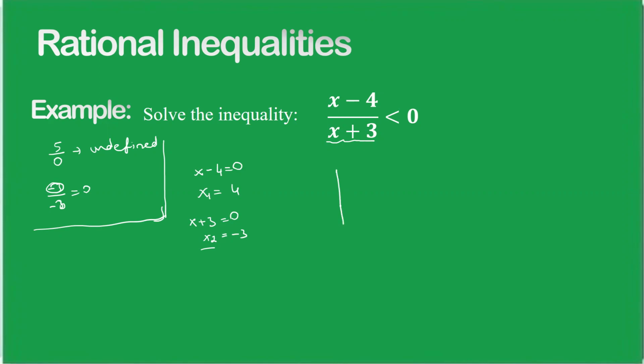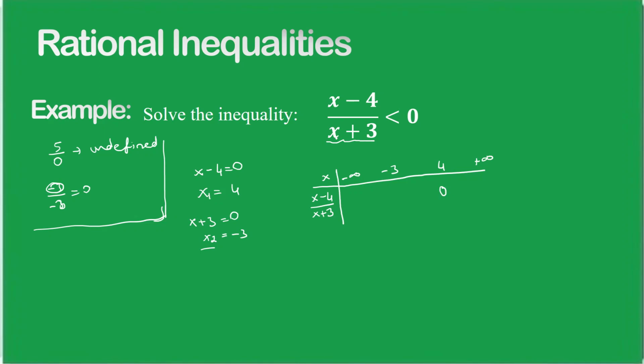Okay, now let's draw the table. We are drawing the same table again. Here x, and we write the critical points respectively: minus 3 and 4, and plus infinity. Now the expression is x minus 4 over x plus 3. Now the numbers. If you write 4 instead of x, the expression becomes 0, so I'm writing 0 here. But for minus 3, what should we do? It is a little bit different.